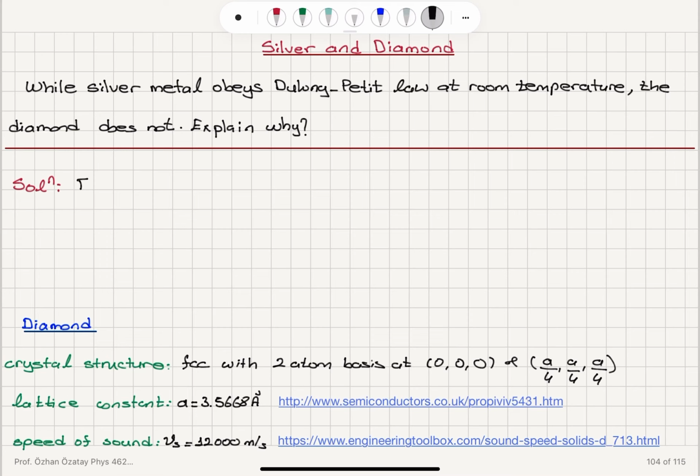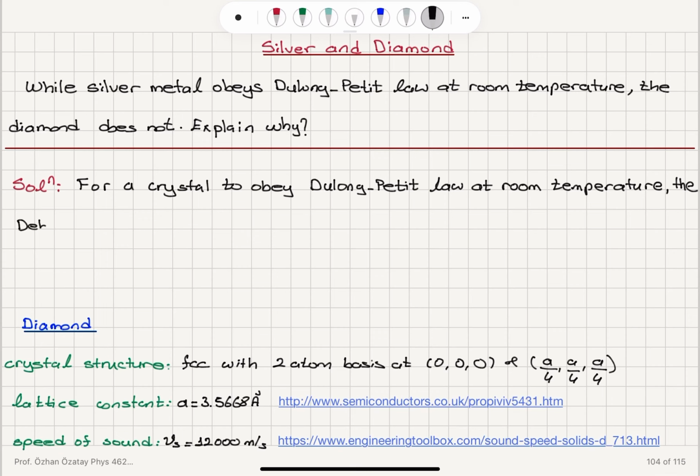So for a crystal to obey the Dulong-Petit law at room temperature, the Debye temperature should be less than or comparable to 300 Kelvin, which is roughly the room temperature.